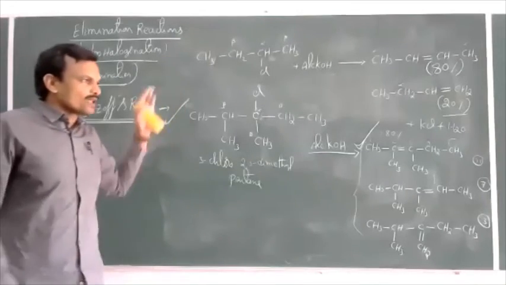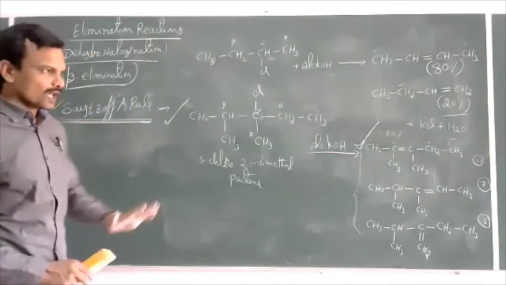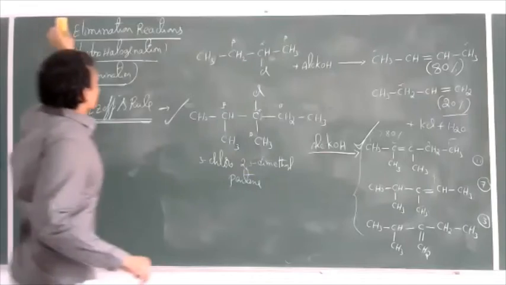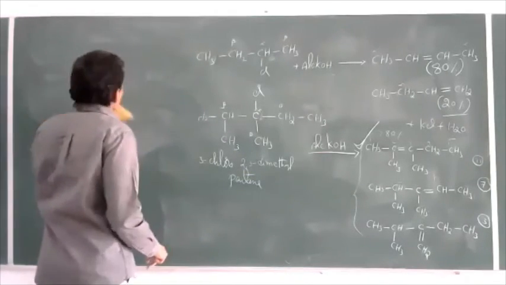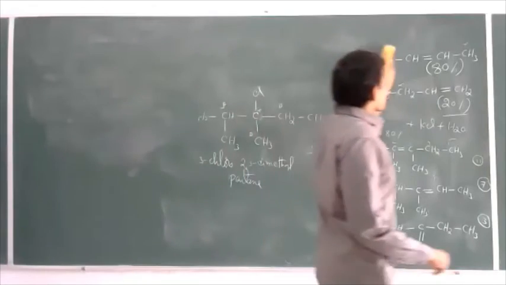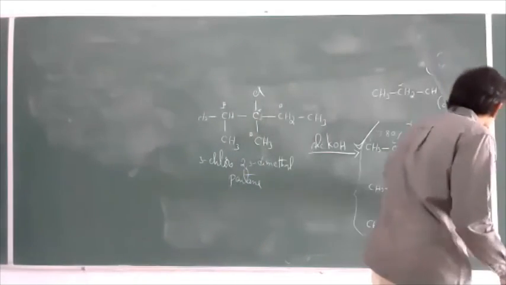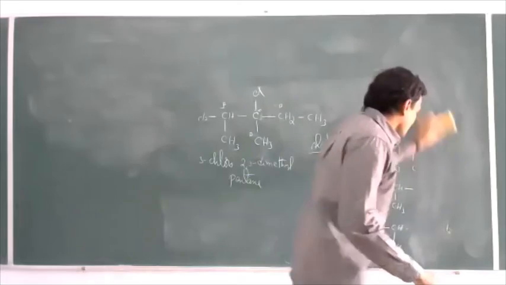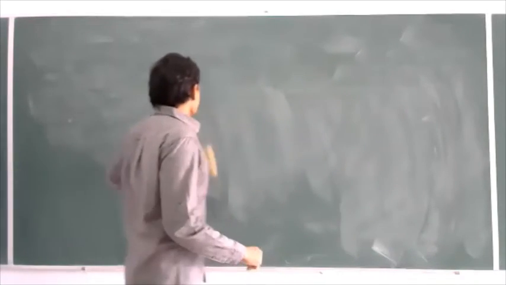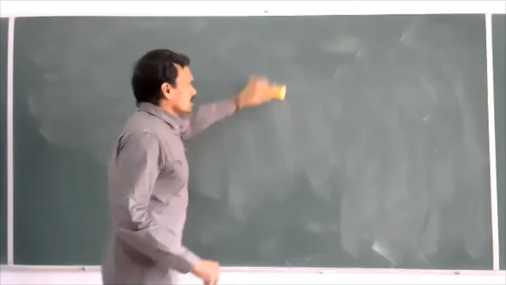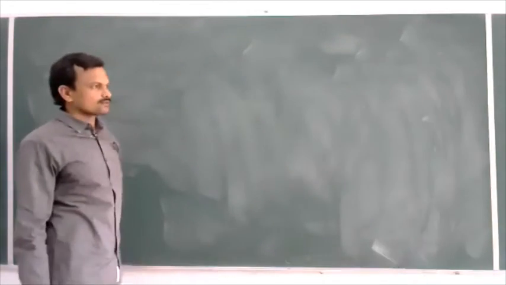So this is an elimination reaction. So overall, elimination of haloalkanes gives alkenes. Unsymmetrical haloalkanes undergo elimination according to the Saytzeff rule. That is, the more substituted alkene is formed as the major product. So this is regarding elimination reactions.